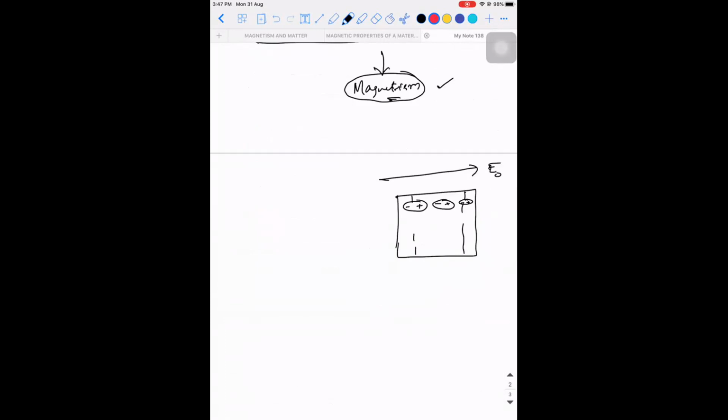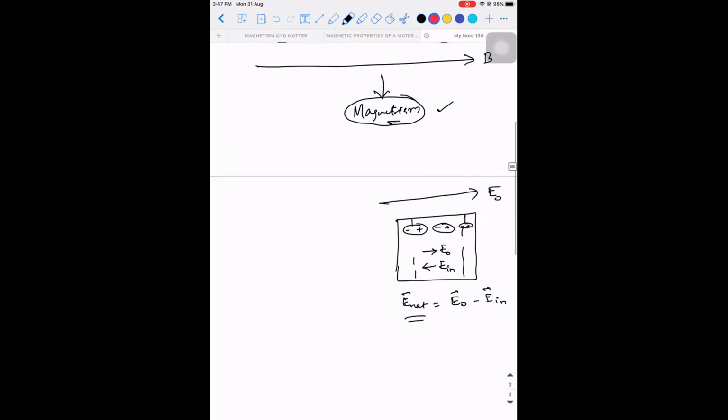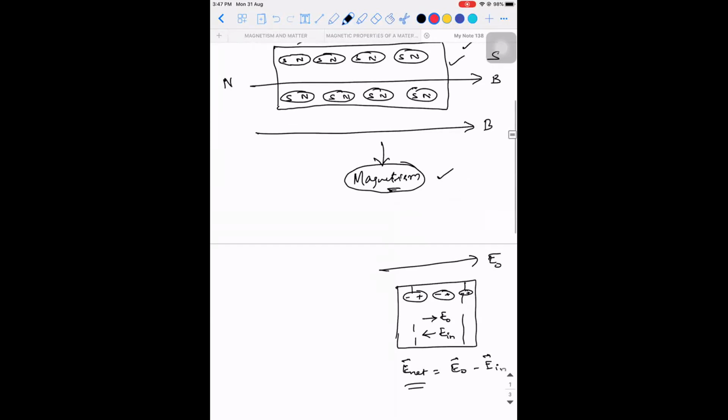If you try to write the net electric field inside, what will you write? E naught in this direction and E induced in the opposite direction. Very good. E induced will be in the opposite direction, such that the net electric field present is E naught minus E induced. Accepted. So this is what is happening. The same thing will happen here. I told you, everything is similar to the electric field.